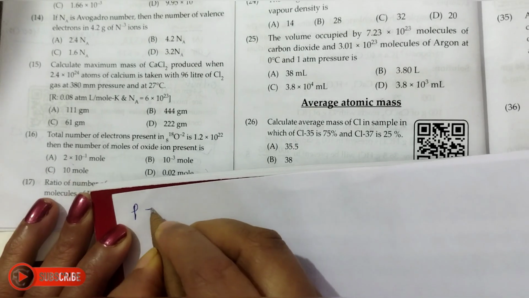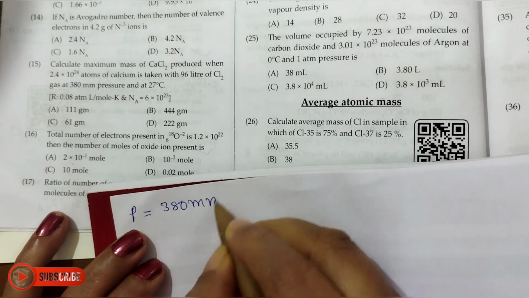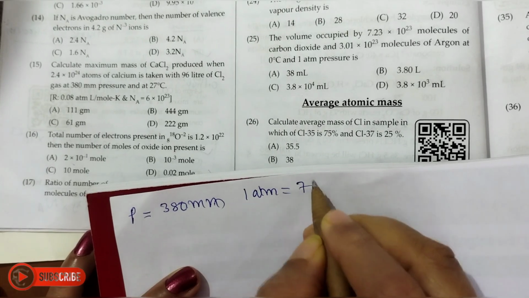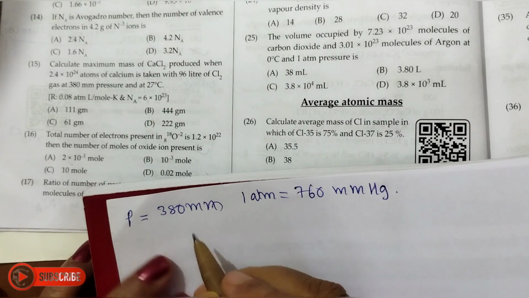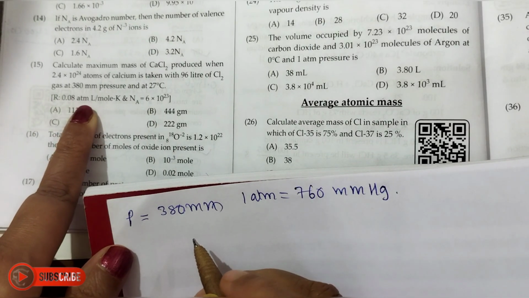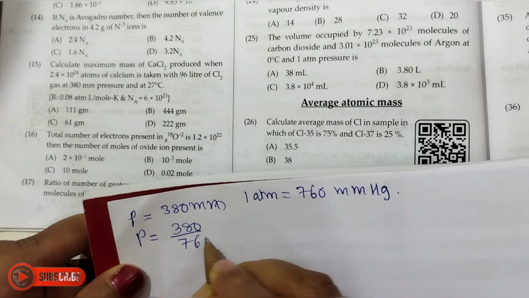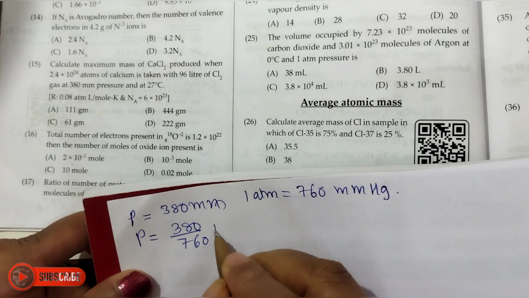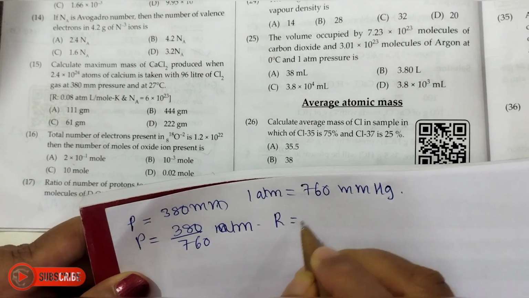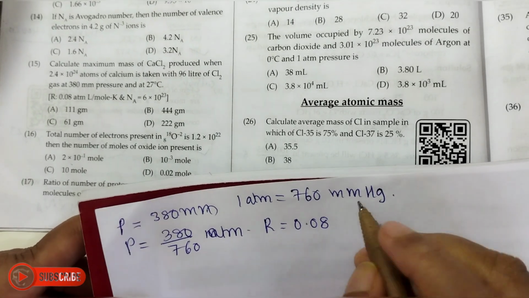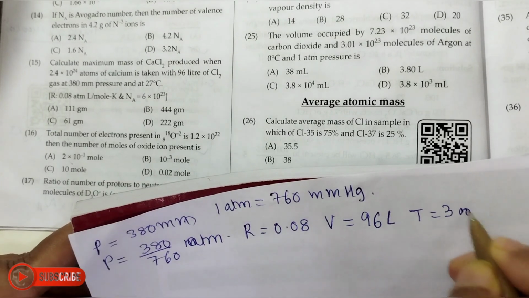Here they have given the pressure, and the pressure is 380 mm. You know that 1 atm is equal to 760 mm of Hg. And therefore, I need to convert this to atm, because the R value is given in atm. So therefore, pressure will be equal to 380 divided by 760. So this is the first value we have written. R they have given 0.08. Next, they have given the volume, that is 96 liter, and temperature is 300 Kelvin.